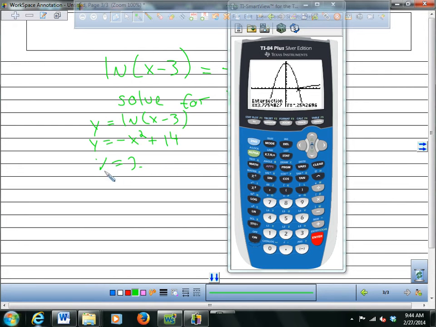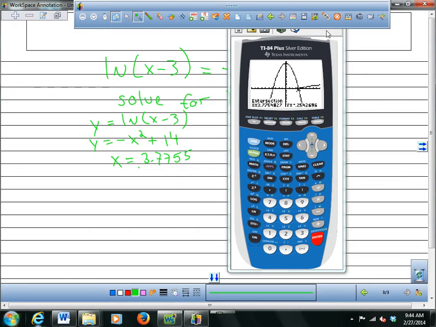My Mobius is having problems. X equals 3.775, I guess, right? And that's how you do it. Okay? Easy enough? All right. So we're about done here.